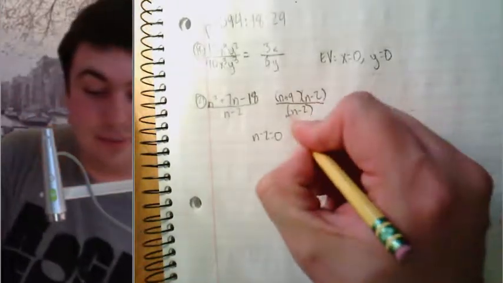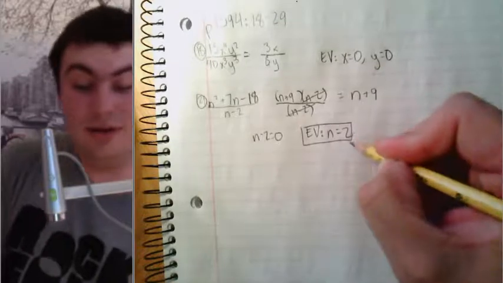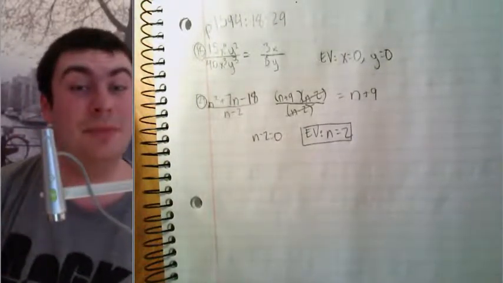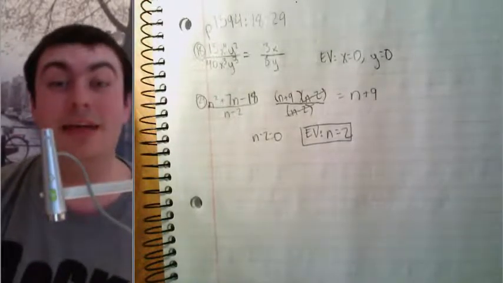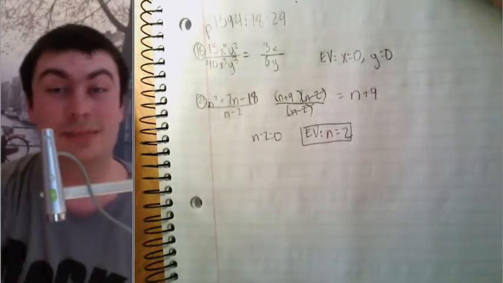Now we go on and simplify our expression, and we're left with n plus 9 with an excluded value of n equals 2. Take your time, review your factoring, send me an email if you have some questions, go to the math lab. You can do this. It's a culmination of everything we've been doing up to this point.